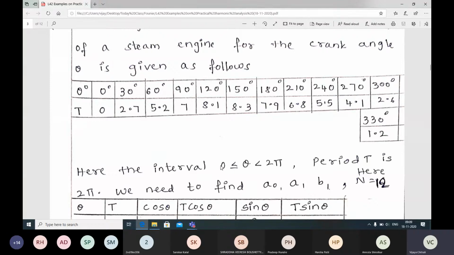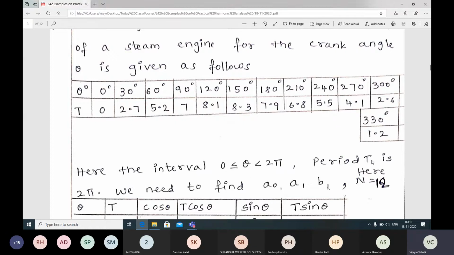So theta is greater than or equal to 0 and less than 2 pi. Why greater than or equal to 0? Because theta starts with 0 degrees and ends with 330 degrees. 2 pi means 360 degrees, and 330 is less than 360. So theta lies between 0 and 2 pi.